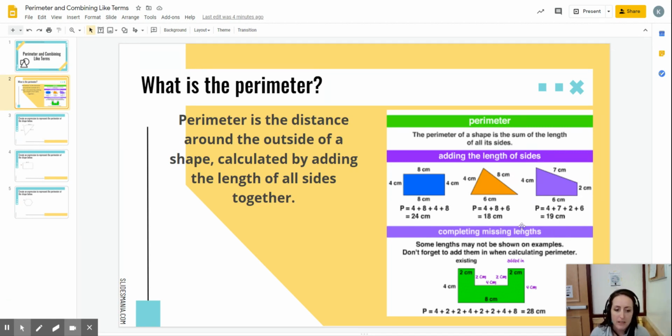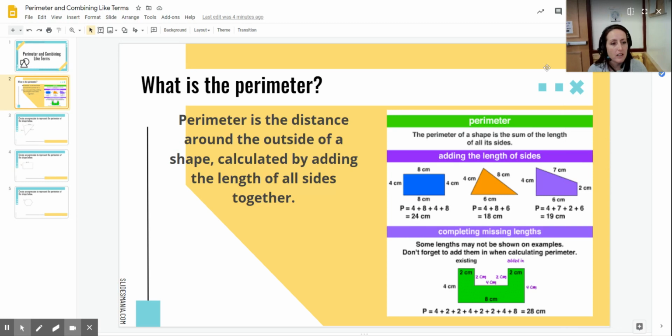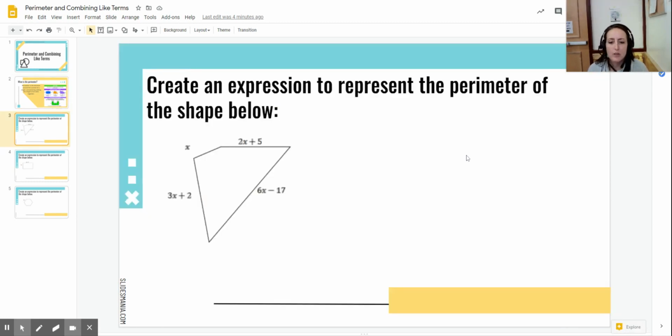Over here is a couple examples and also completing the missing lengths. You don't have to worry about that so much, but we will have an example like that as well. All right, so first and foremost, let's get into perimeter. It says create an expression to represent the perimeter of the shape below.